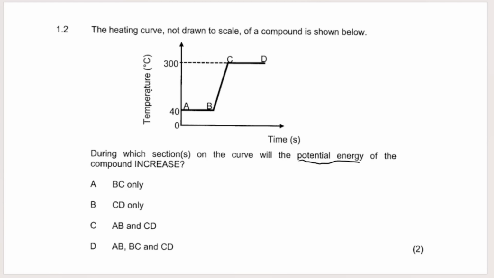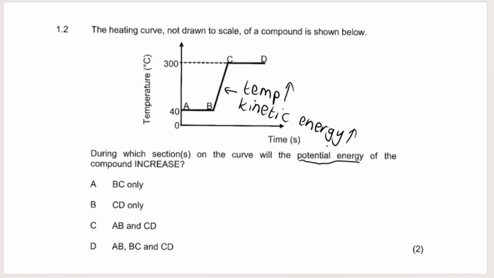So I hope you can recall that when temperature is increasing, so for B to C, that's when temperature is increasing. That is when kinetic energy increases. Okay, but that's not what they're asking for. They're asking for potential energy.